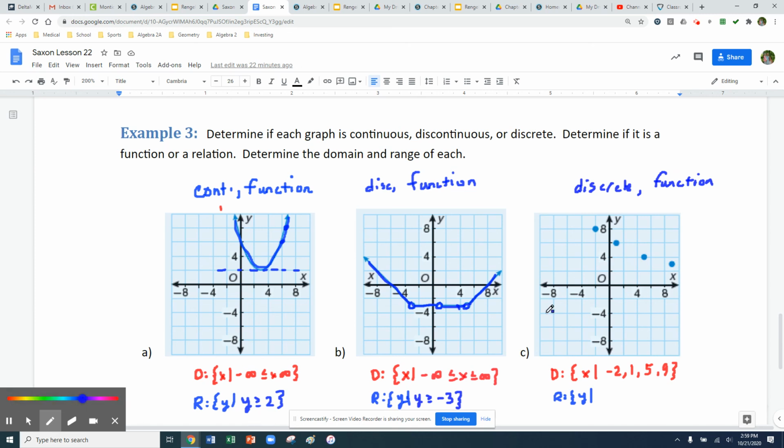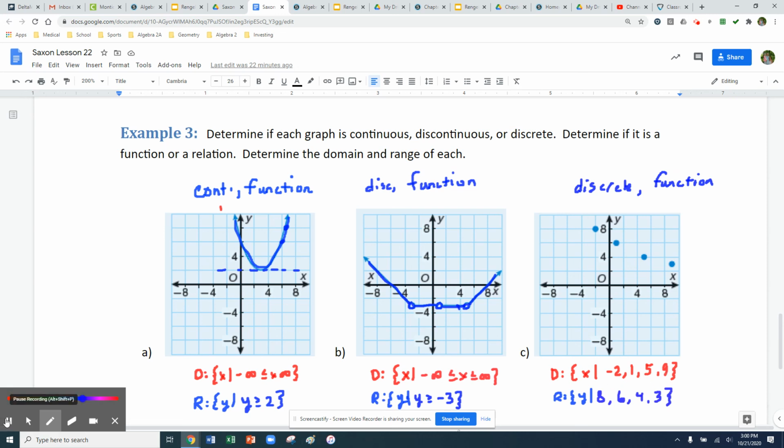Next, we can look at the range as the y values being used. I'm using an 8 on that point. I'm using a 6 on that point. I'm using a 4 on that point, and I'm using a 3 on that last point. So there would represent my range. And also we can tell this is a function because none of those x values repeat. They each have their own y value. So again, that would be a function.